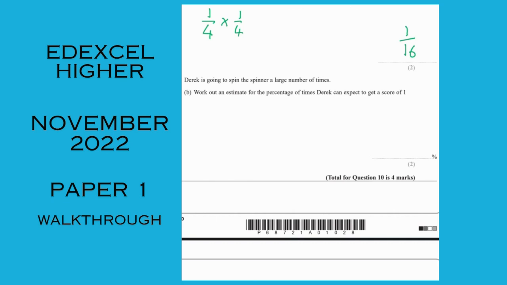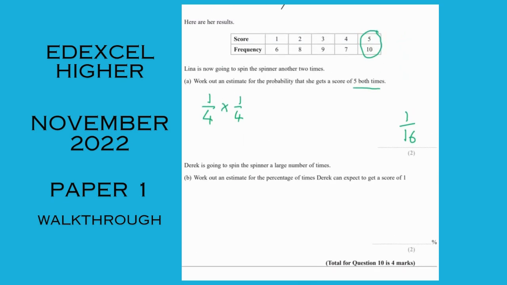Derek is going to spin a large number of times. So we're just saying that, large number, just not once really. How many times can he expect to get a score of 1? So for a 1, probability of a 1 is 6 out of 40. So this is just a wordy way of saying, can you convert 6 over 40 into a percentage?